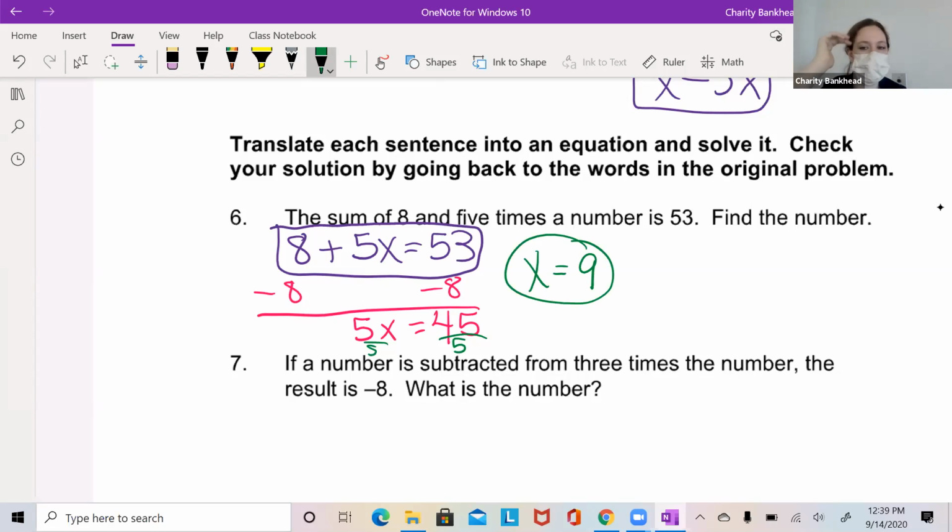All right. So the sum of 8 and 5 times 9 is 53. So 8 plus 5 times 9, that'd be 8 plus 45. So that's 53.